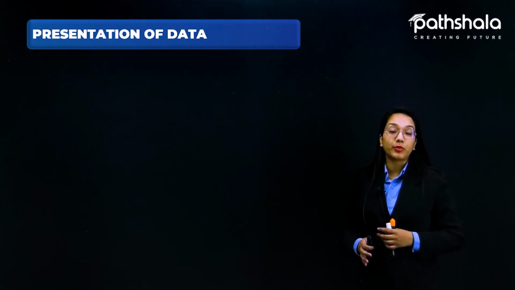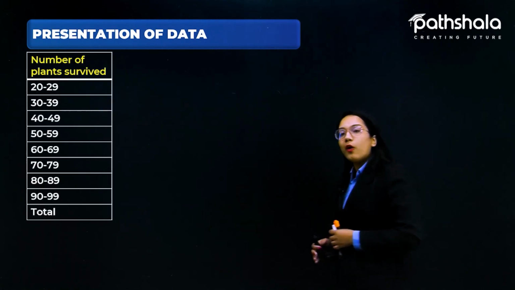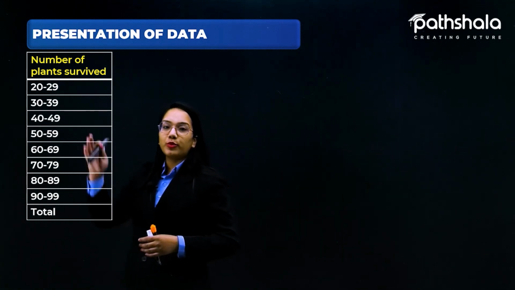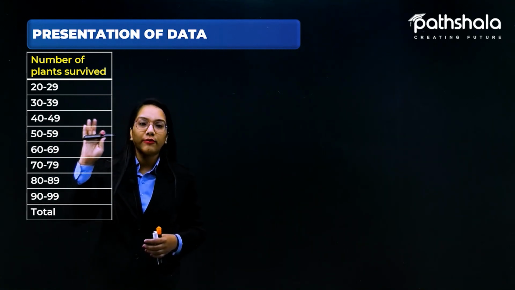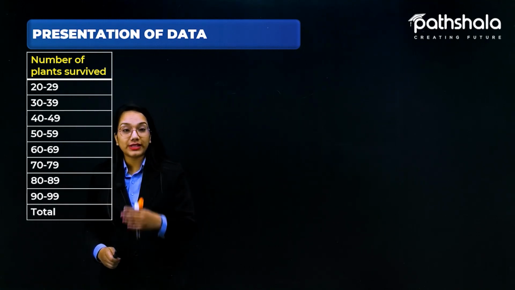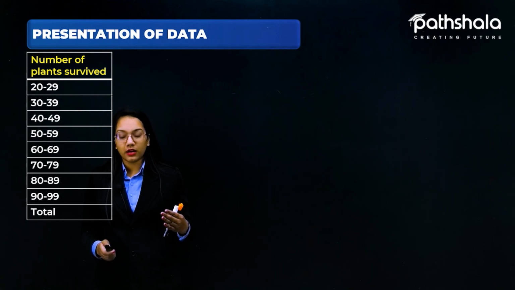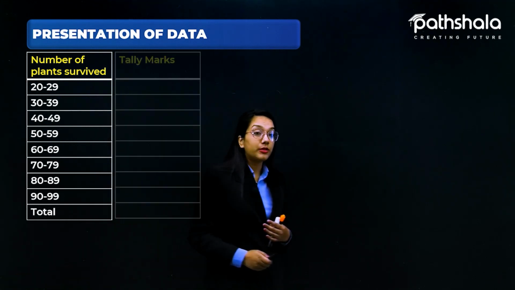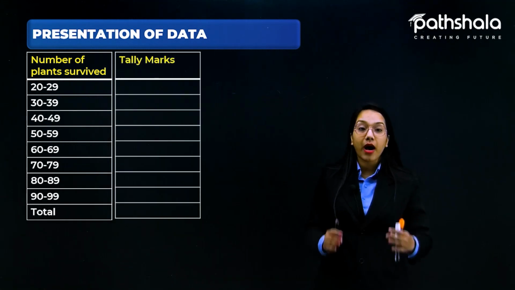So let's see how we can represent this. First of all, I'm taking all these intervals from 20 to 29, from 30 to 39, from 40 to 49, and so on till 99, and for this I am using a table, which is nothing but a table of tally marks.